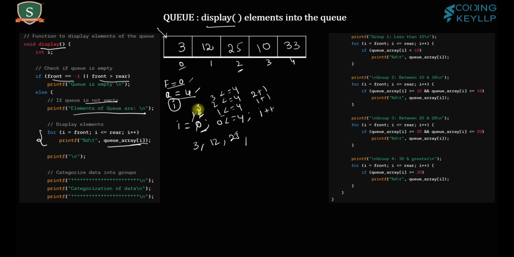Q array of I. What is the I value? 3. In the third position, what is there? 10. 10 will be printed. Then 3 plus 1, so that is 4. I value becomes 4. 4 is less than or equal to 4. The condition is successful because 4 is equal to 4.